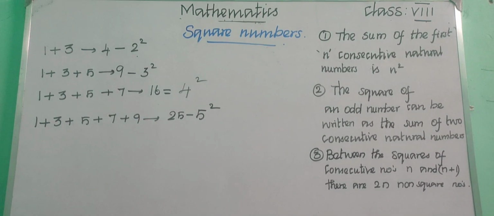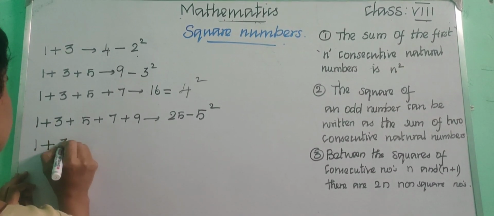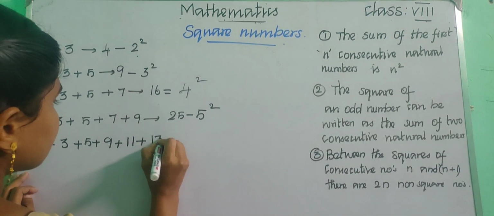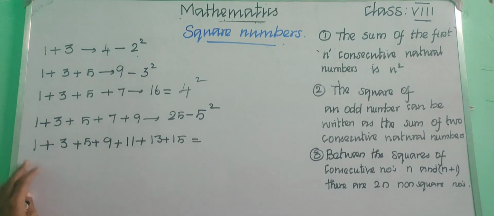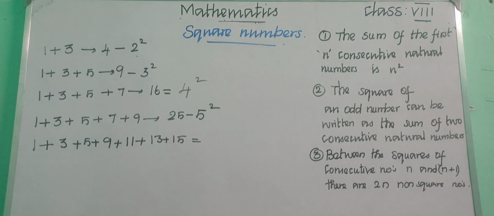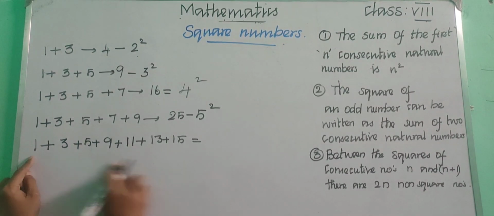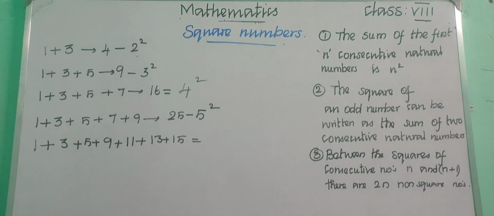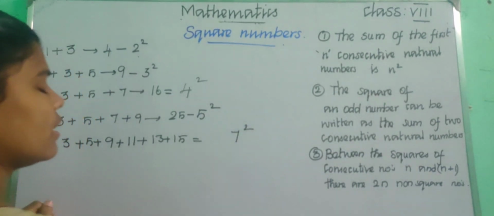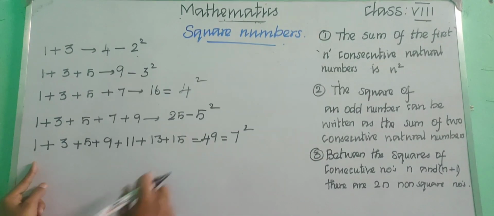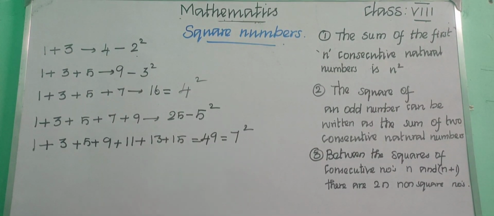Okay, children. If you are doing large numbers, simply if you try 1 plus 3 plus 5 plus 7 plus 9 plus 11 plus 13, what will you get? These are all consecutive odd numbers, right? Let us count: 1, 2, 3, 4, 5, 6, 7. So totally 7 numbers are there, so we can write 7 squared. 7 squared, 7 sevens are 49. So if you add all these numbers, you will get 49. That is 7 squared.